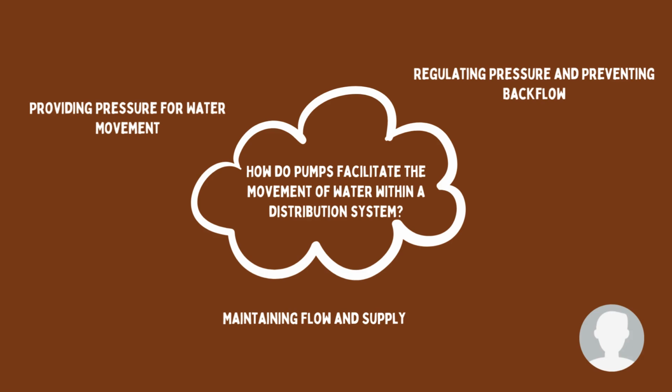Secondly, by regulating pressure and preventing backflow. Pressure regulating pumps help maintain optimal pressure levels, preventing pipe damage and leakage. Some pumps also prevent backflow, ensuring water moves in the desired direction. Lastly, maintaining flow and supply. In large distribution networks, booster pumps help maintain steady water flow and pressure across long distance. They ensure that water is evenly distributed even in areas with high demand.